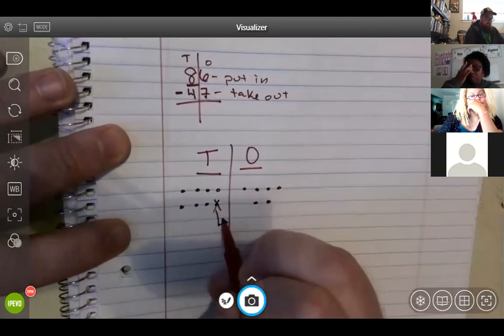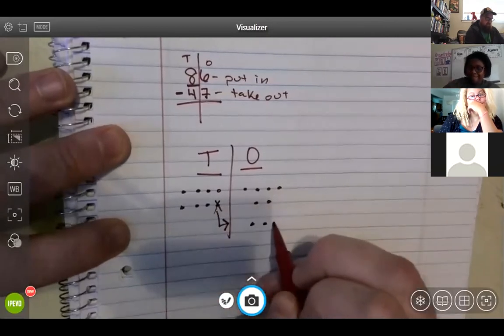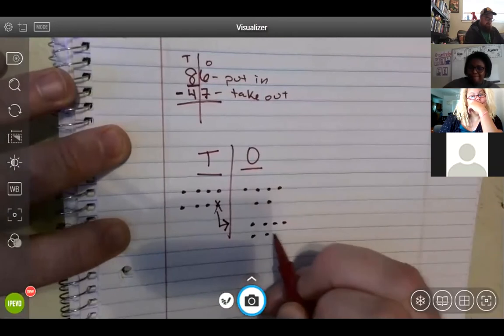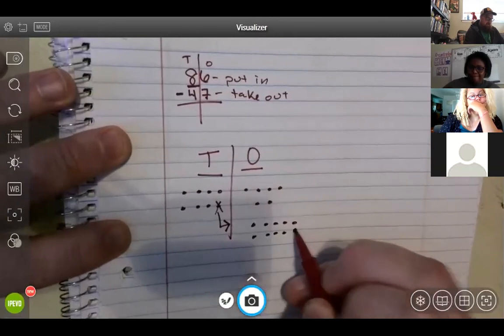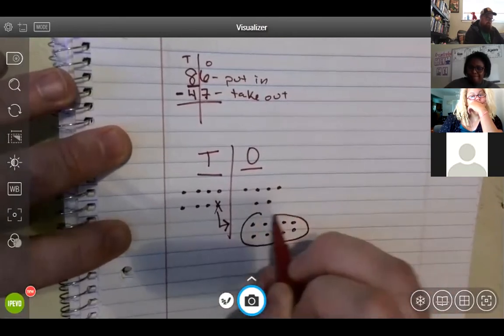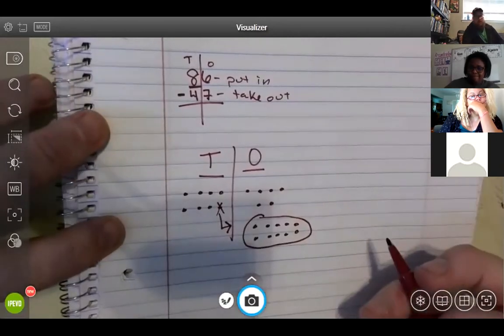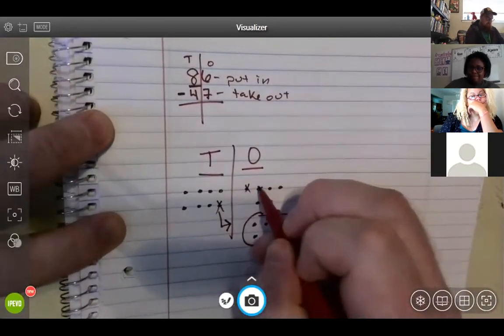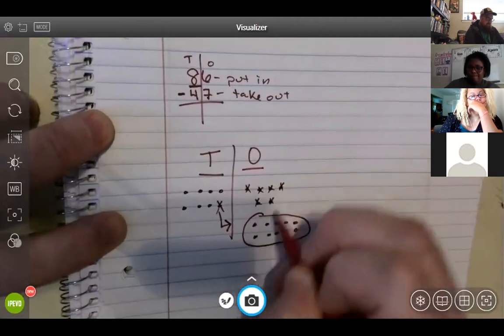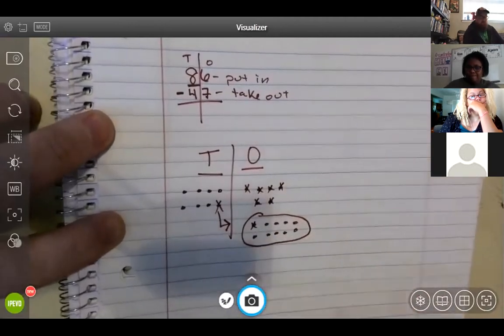So we're going to take that 10 over: 1, 2, 3, 4, 5, 6, 7, 8, 9, 10. We're going to circle our cup. Now we can subtract 7: 1, 2, 3, 4, 5, 6, 7. How many are left? We have 9 left over.